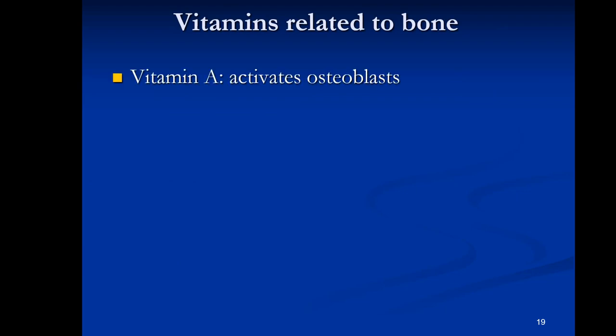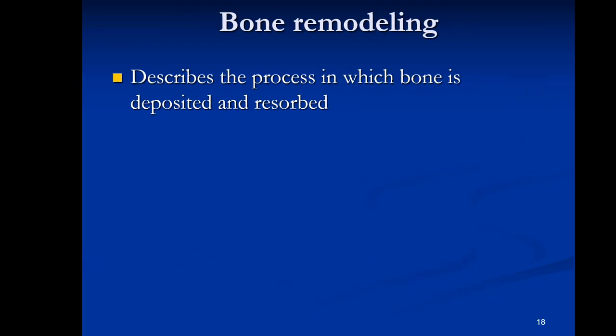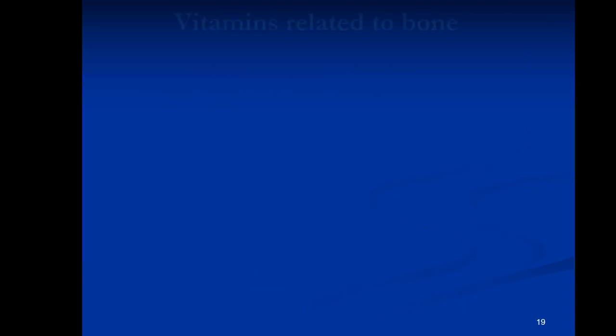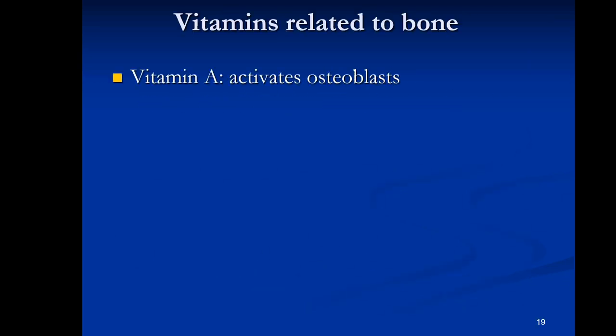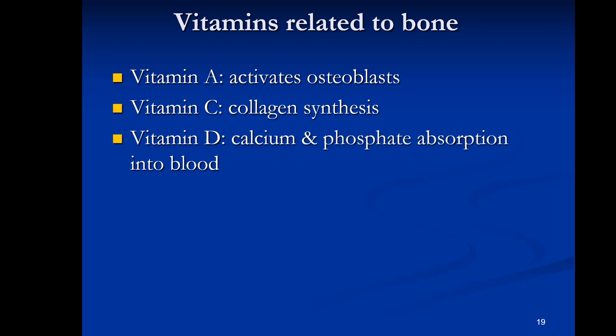All right, so vitamins related to bone. In addition to physical activity, I should say, just coming back here for a moment, diet is also important. So calcium and phosphorus in the diet is really important for bone health, along with the vitamins that I was going to mention right here. Vitamin A is important because it activates osteoblasts. Vitamin C is really important because it's important in collagen synthesis. Vitamin D is important for calcium and phosphate absorption.